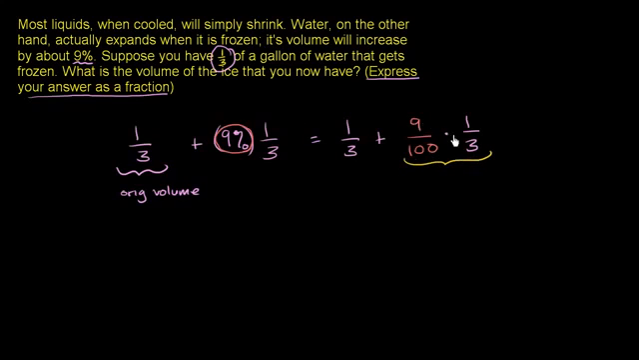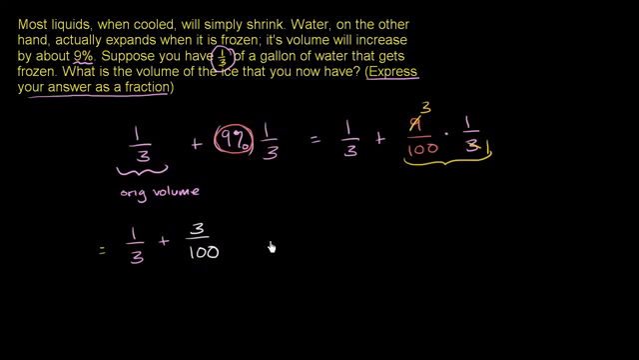And we can simplify this expression right over here. We have a 9 in the numerator, a 3 in the denominator. If we divide both of them by 3, we get a 3 and a 1. And so we're left with 1/3 plus 3/100 times 1/1. Well, that's just going to be 3/100. So this is just going to be equal to 1/3 plus 3/100. And now we have to add two numbers that have different denominators.